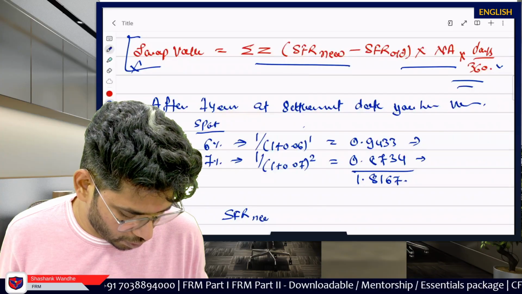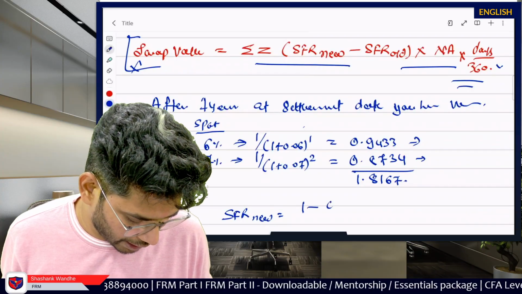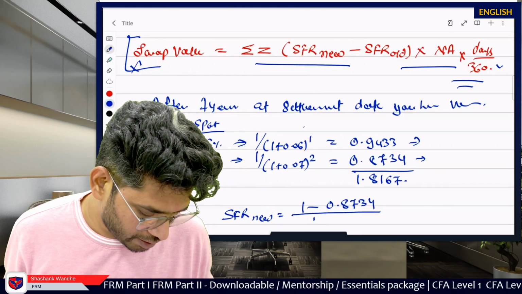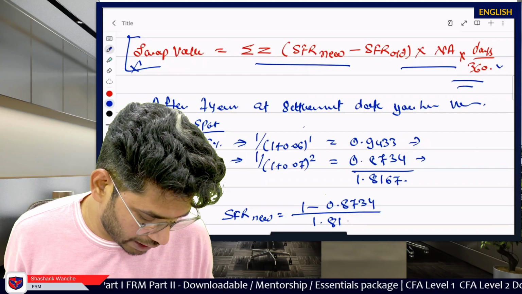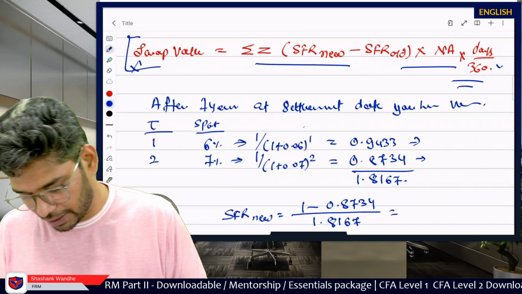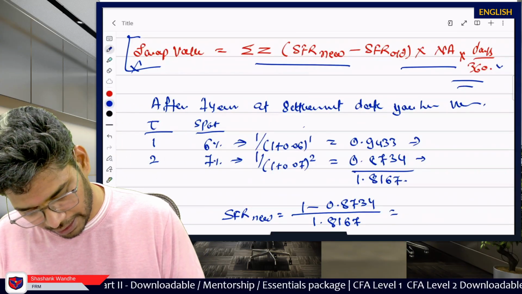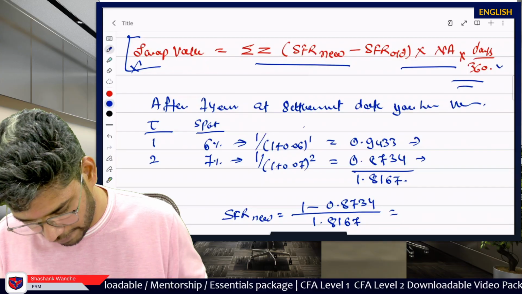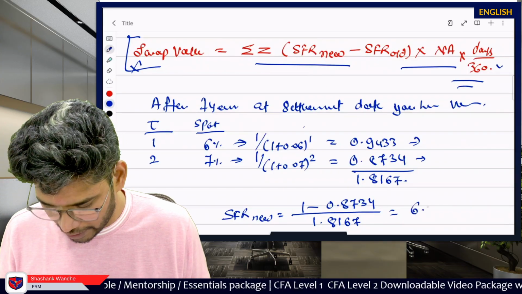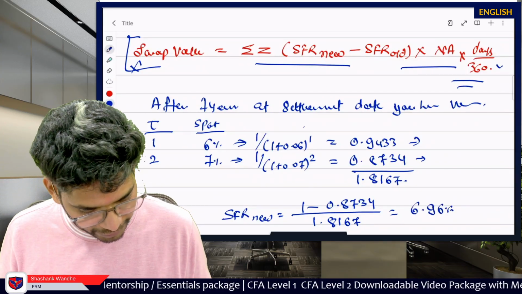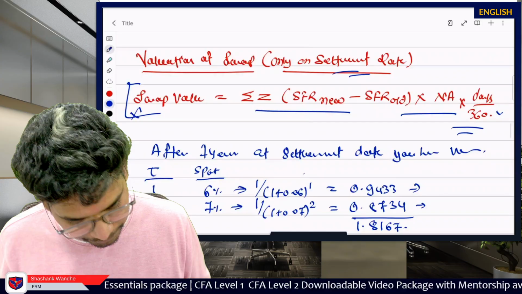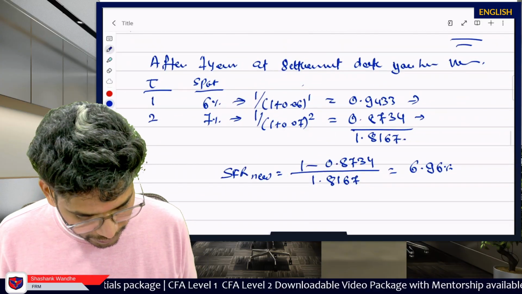So the SFR new is equal to 1 minus the last Z, 0.8734, divided by the sum total, 1.8167. Simply solve this: 1 minus 0.8734 divided by 1.8167, and it is 6.96%, and our initial rate was 6.9%, right?